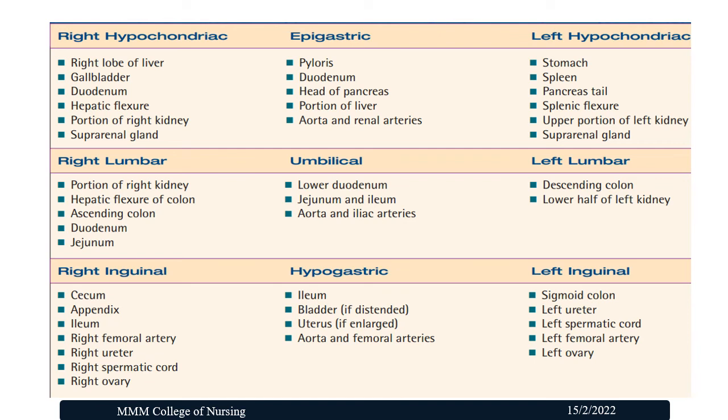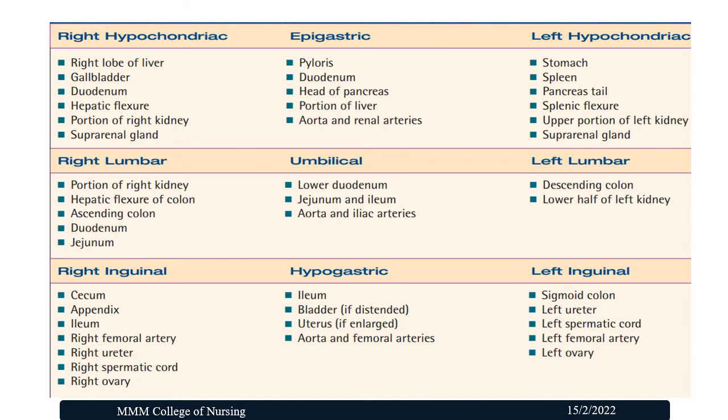female. In the epigastric region, pylorus, duodenum, head of pancreas, portion of liver, aorta and renal arteries. In the umbilical region, lower duodenum, jejunum and ileum, aorta and iliac arteries. In the hypogastric region, ileum, bladder if distended, the uterus in female if enlarged, aorta and femoral arteries.